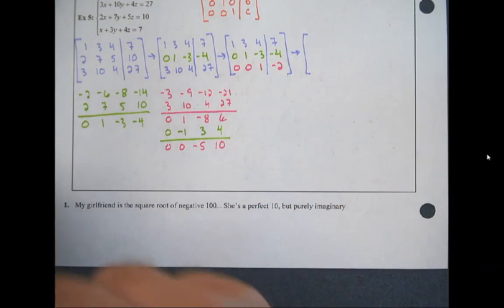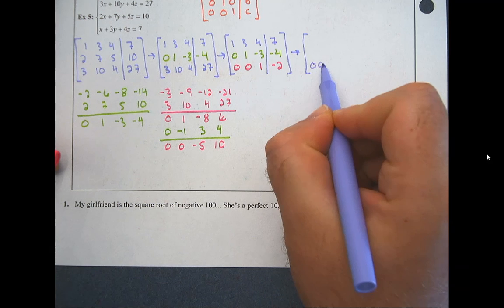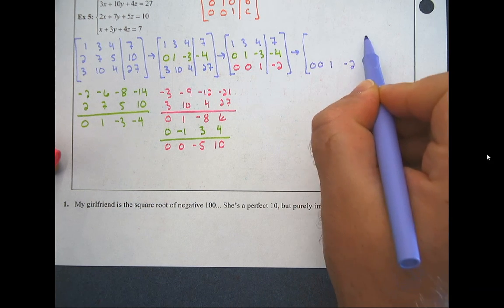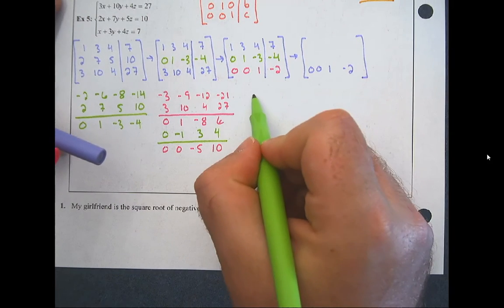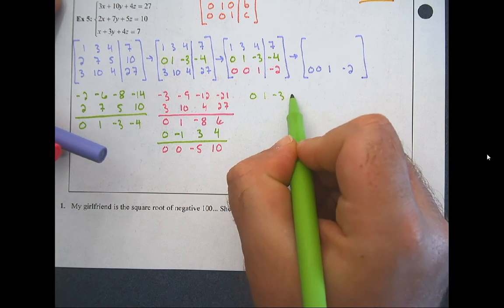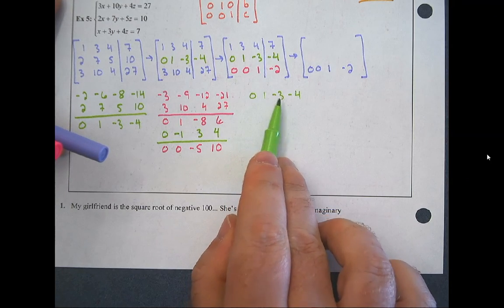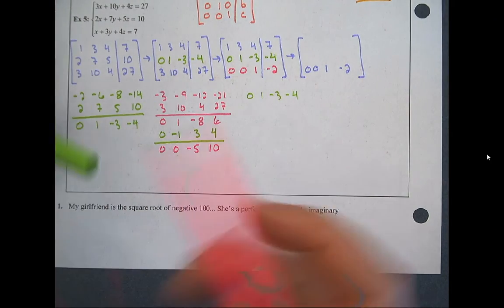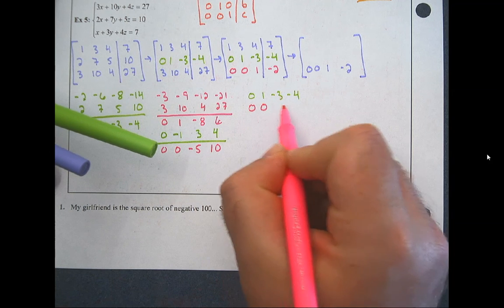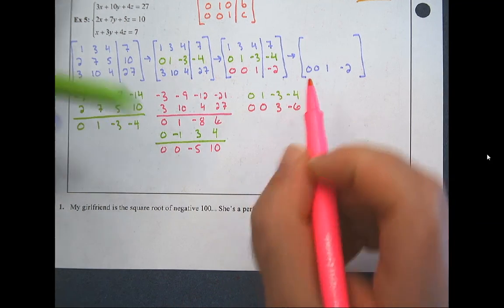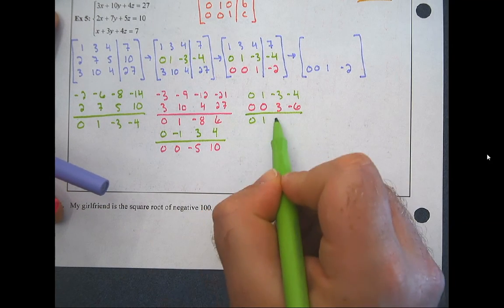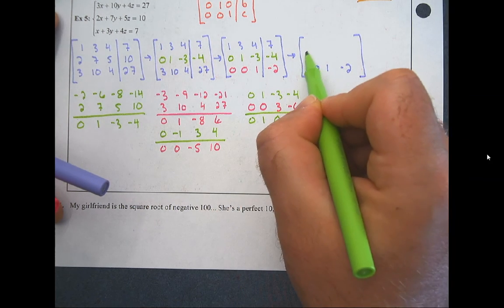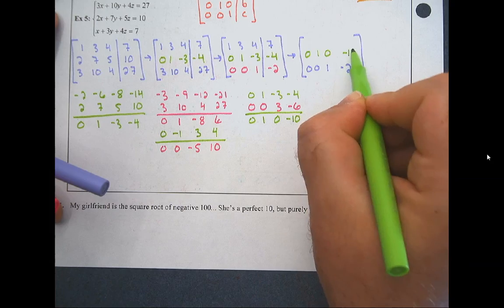So in this case, I like the bottom row: 0, 0, 1, negative 2. I'm going to do some work on the second row: 0, 1, negative 3, and negative 4. This time I want to cancel out the negative 3. I could take the pink row and times it by positive 3: 0, 0, 3, negative 6. When I add those two together, I get 0, 1, 0, negative 10.